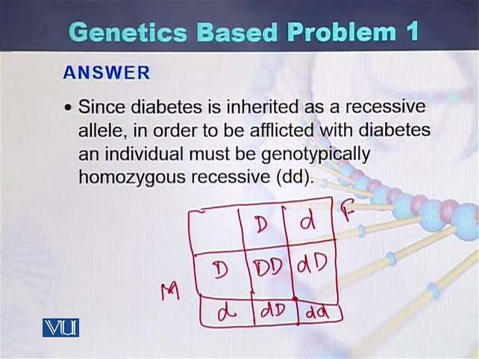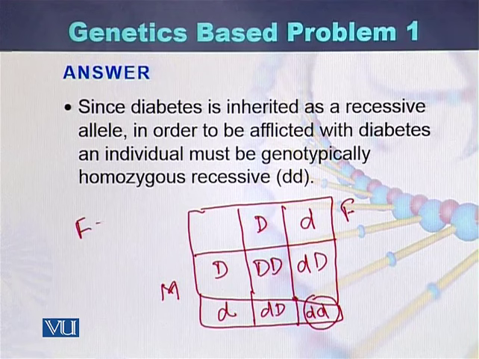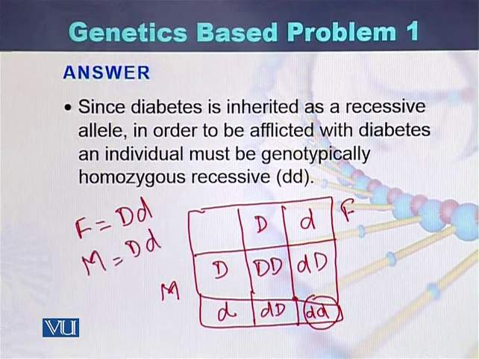So both recessive alleles would be possible in this case if the father and the mother are both heterozygous. Father will be heterozygous, capital D small d means heterozygous. Mother will also be capital D small d, which means the mother is also heterozygous.